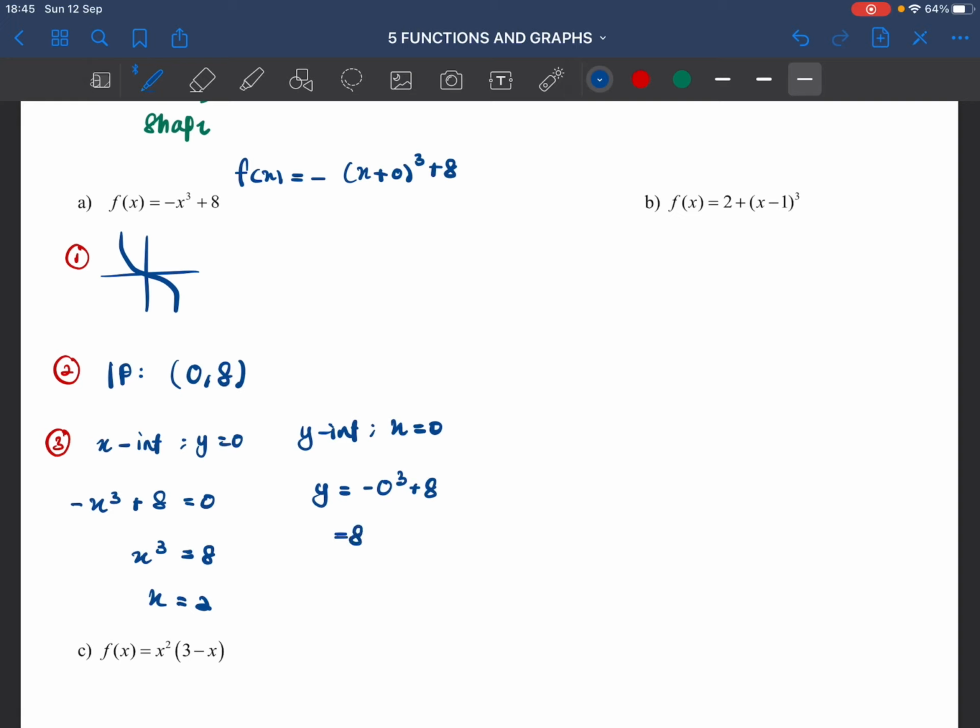Alright, so now we are going to draw our function here. Okay, saya draw dekat sini lah. Ini kita padam dulu.